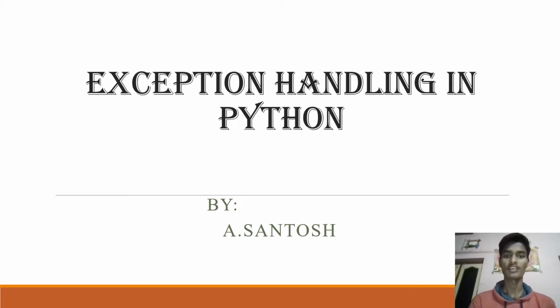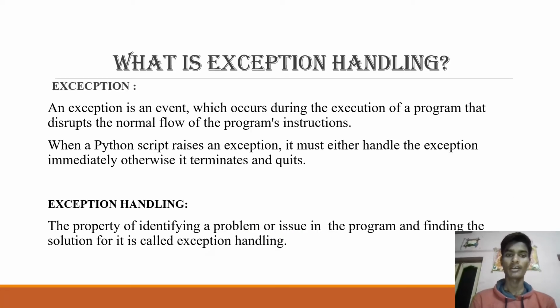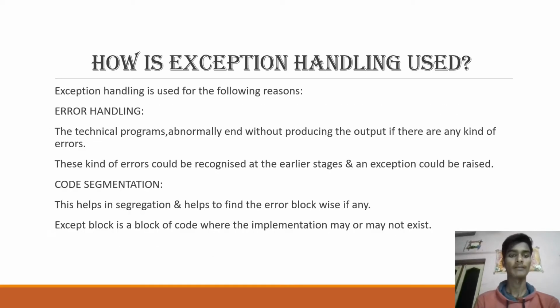Now I am going to discuss exception handling in Python. What is exception handling? An exception is an error that happens during the execution of a program. Whenever there is an error, Python generates an exception that can be handled. Exception handling is the property of identifying a problem or issue in the program and finding a solution for it. It is called exception handling.